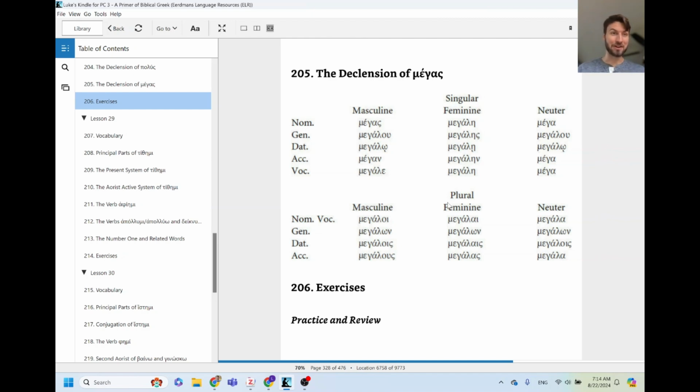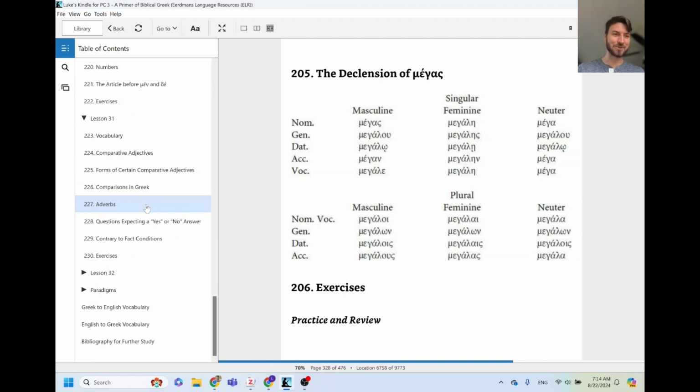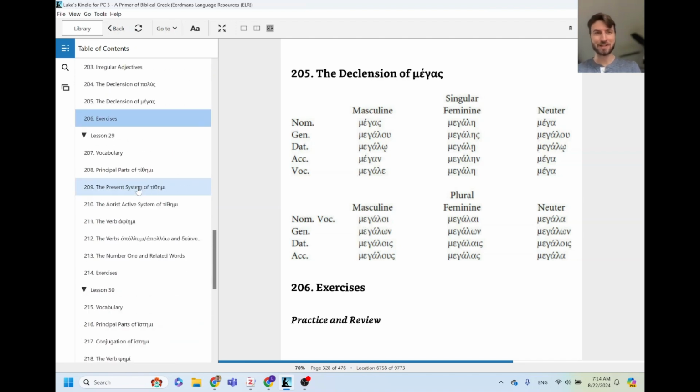So we are getting close. We are getting so close to the end here. So keep working hard.